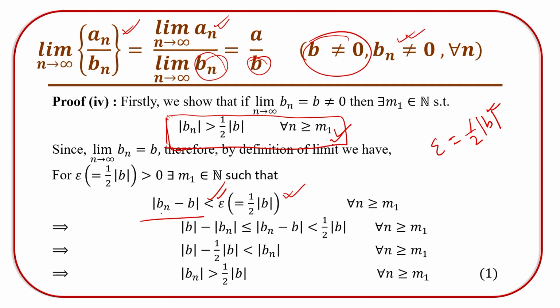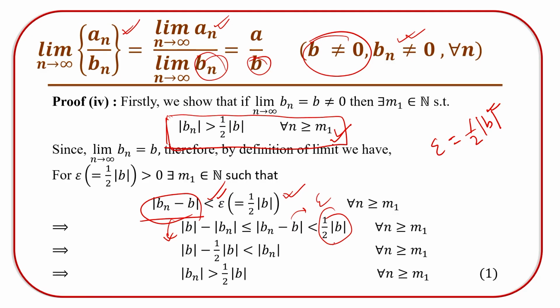So now |Bn − B| can be written as |B| − |Bn|, right? Is it okay? I think it is okay. So this is less than or equal to |Bn − B|. Obviously the difference of individual moduli is always less than or equal to the modulus of the difference of those individuals, right? So this is less than or equal to epsilon. This is given.